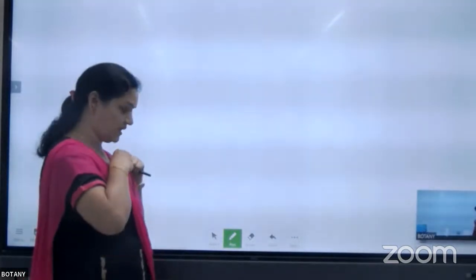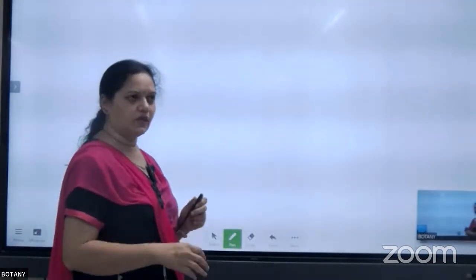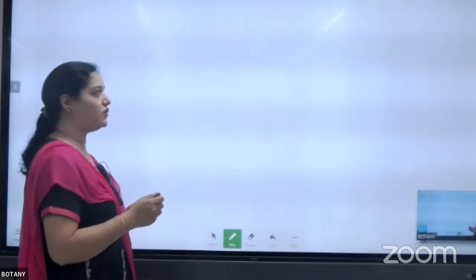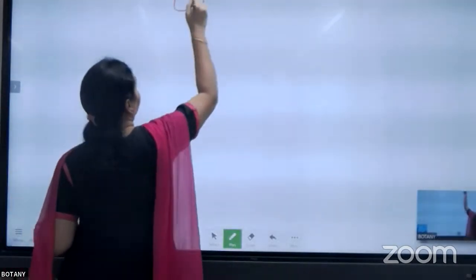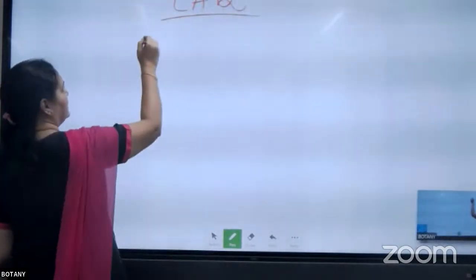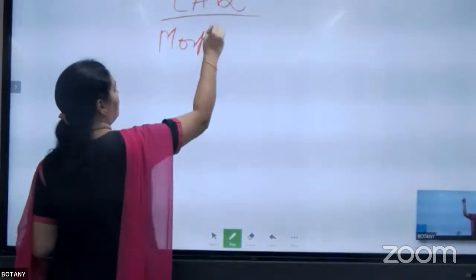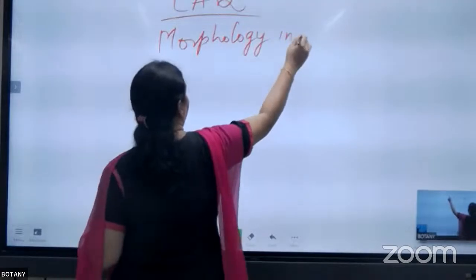So first of all, we will see which chapters have good weightage for us. According to the Telugu Academy syllabus, I'm saying the chapter numbers and the names of the chapters. First, we will see the LQ weightage chapters, that is, the 8 marks question chapters. In that, the 5th chapter is Morphology in Flowering Plants.